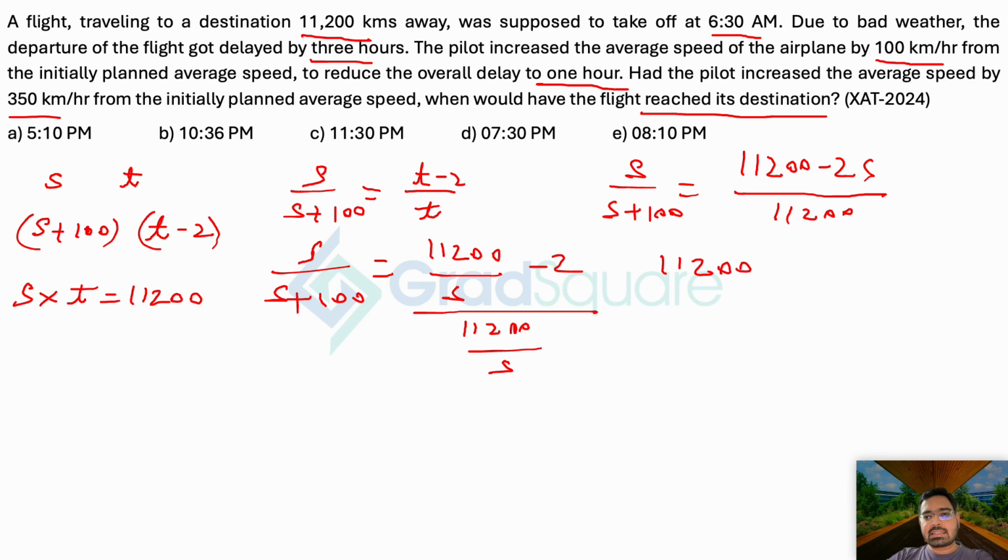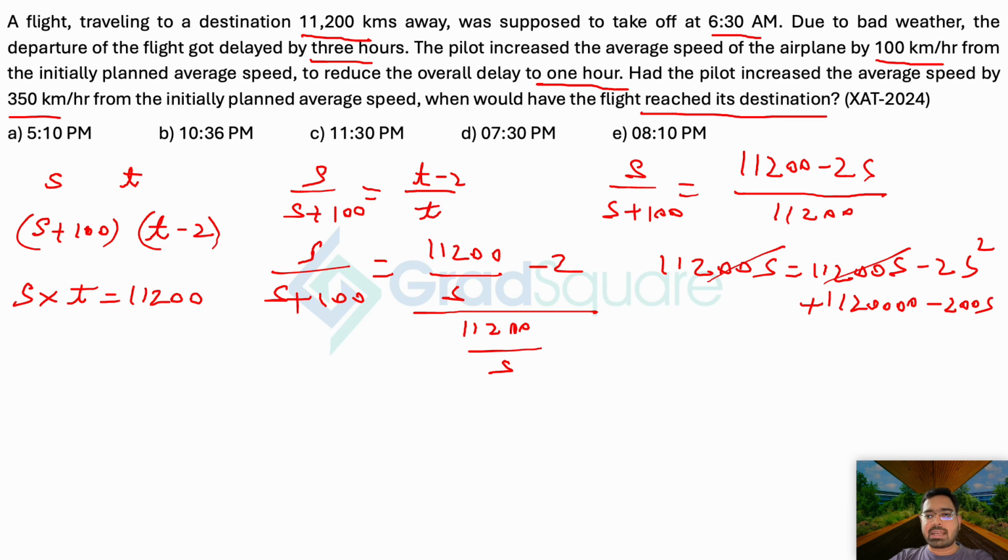We will get 11,200 S on one side, and on the other side we will have four values: 11,200 S once again, minus 2S square, then followed by 11,200 into 100. So we will have four zeros over there, and we will have a minus 200S, minus 200S. So this will be the equation that we will have. 11,200S will get cancelled out.